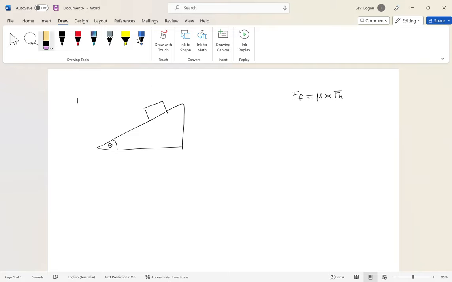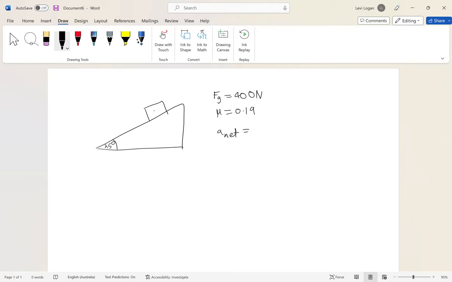Let's say we have a block on an incline of 25 degrees, and it exerts a force down. Its force down, F of G, is 400 newtons, and the surface it's rolling down has a friction coefficient of 0.19. Find the net acceleration down the slope. If you haven't got the problem, feel free to pause the video now and have a go.